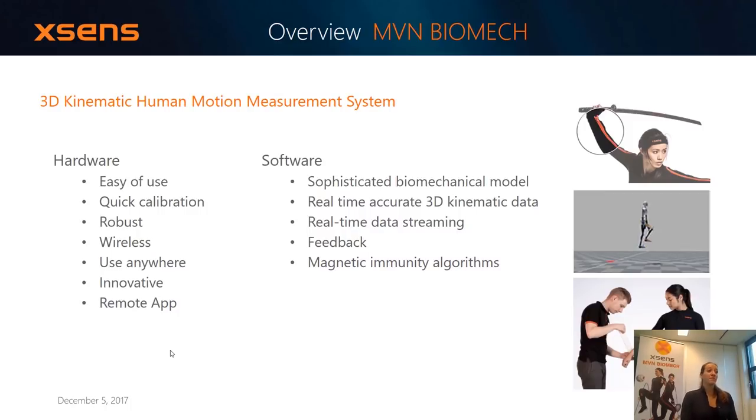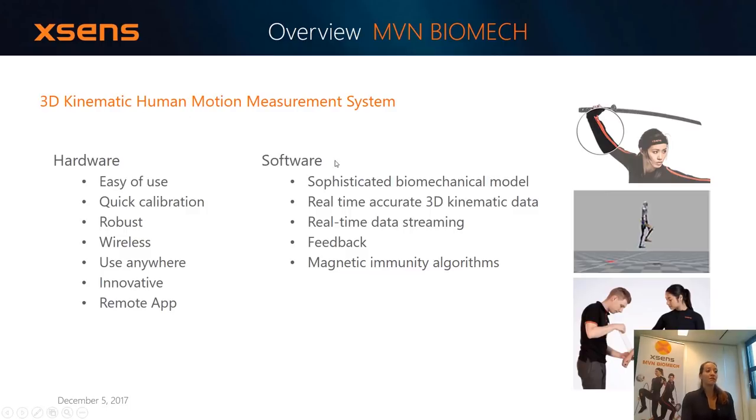An overview of the MVN products. On one side you have the hardware with the 17 motion trackers on body. It's either implemented in a Lycra suit or with Velcro-based straps. And the system is very easy to use. You set up the system within 10 minutes. The calibration takes you about a minute. You can use it anywhere. No external power supply is needed. And you can even control the software with an app on your smartphone, for example.